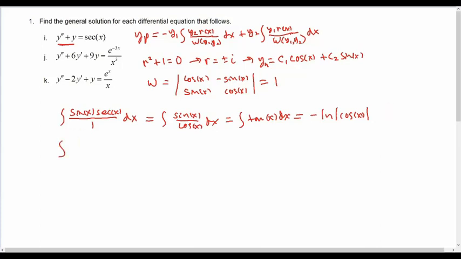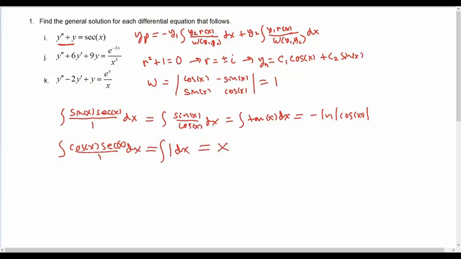And then the other integral that I'm going to have is put the y1 in there with secant. Well, that one works out real nice, because cosine times secant over 1, well, secant is 1 over cosine. So that's just going to be cosine over cosine. You just get the integral of 1. And so when you integrate that, you get x.